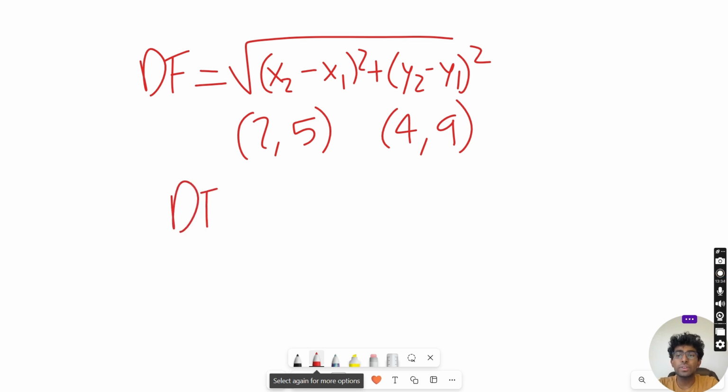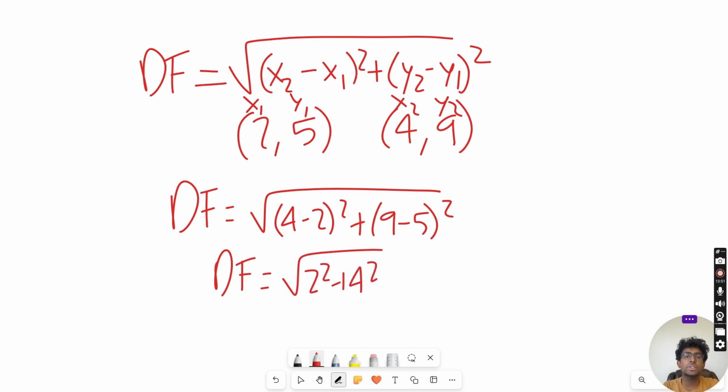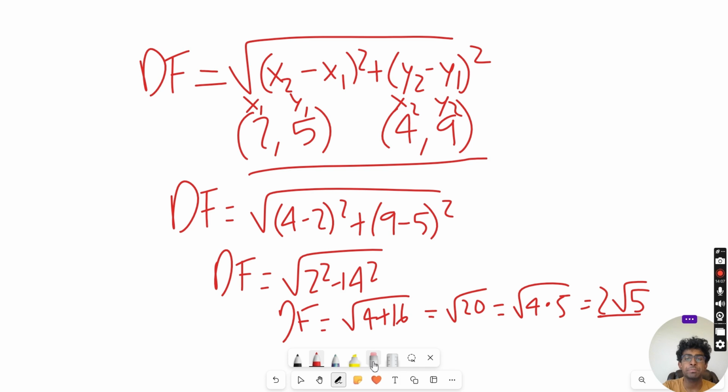So if we want to find the distance between them, if we call this our x1, our y1, this is our x2, our y2, we have 4 minus 2 squared plus 9 minus 5 squared. So our distance formula, we're going to have it as 2 squared plus 4 squared, because 4 minus 2 is 2, 9 minus 5 is 4. And we'd be left with square root of 4 plus 16, which is square root of 20, which we can simplify to square root of 4 times 5, or 2 root 5. So that would be the distance between both of these points.